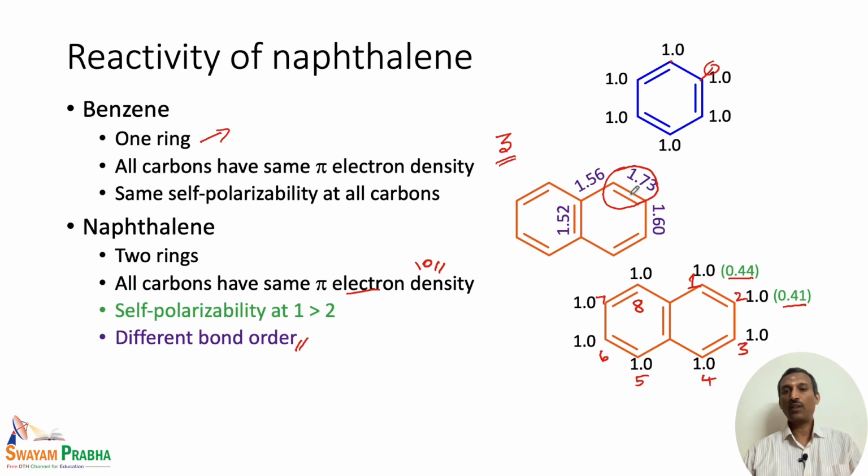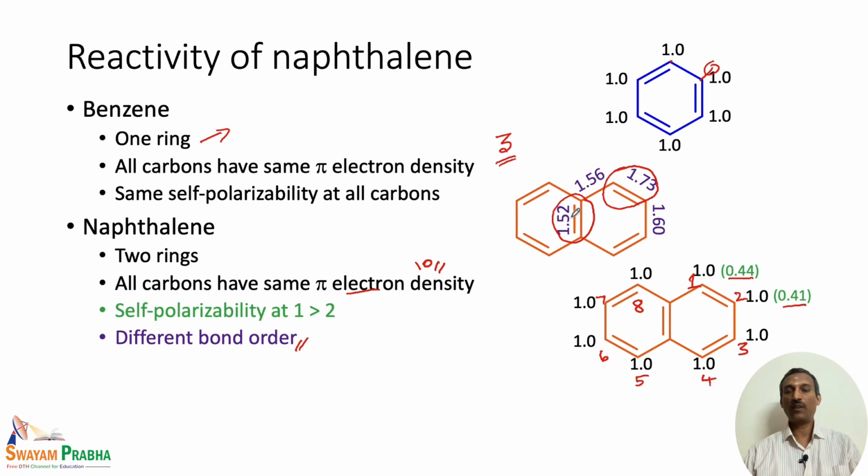Why do we have these different bond orders? Simply because of the presence of various resonance structures. Since there are more resonance structures, the bond is not a single bond or a double bond; it is in between. But when we look at this particular bond, the ring junction to the adjacent carbon, it has only 1.56, so it has lower double bond character. And the ring junction has only 1.52 as the bond order.